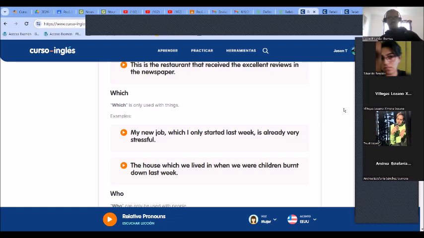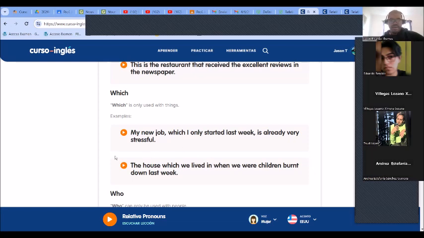Go ahead. Which is only used with things. Examples: My new job, which I only started last week, is already very stressful. The house which we lived in when we were children burned down last week. All right, just be careful with your ed endings: started and lived. Okay.